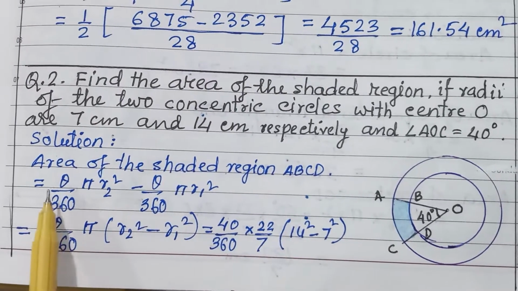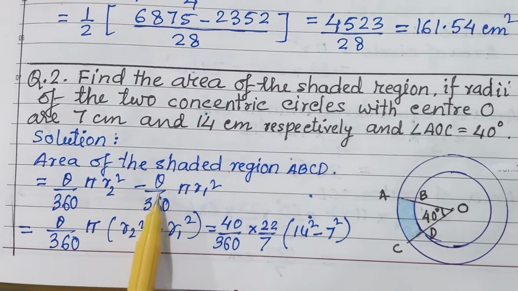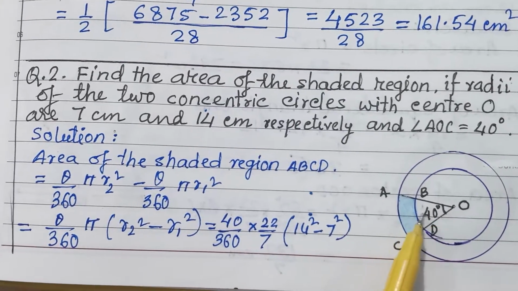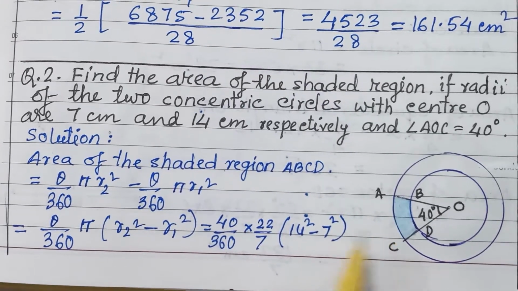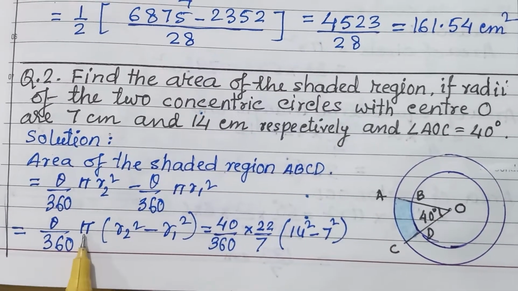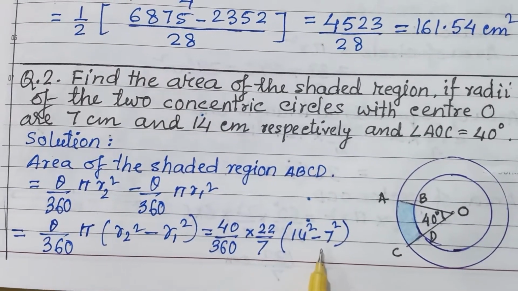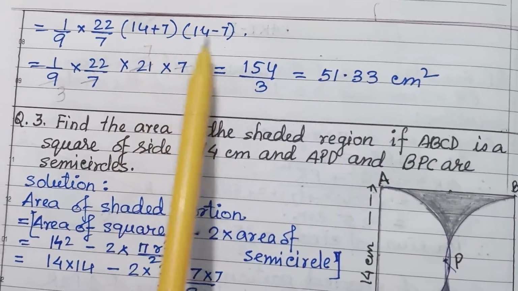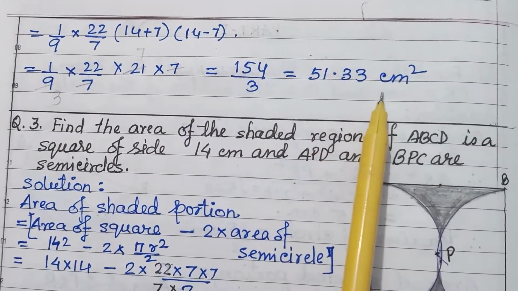Now it is theta upon 360 pi r2 square minus theta upon 360 pi r1 square. The inside one is theta upon 360 pi r1 square, and the outside is theta upon 360 pi r2 square. So it is equal to theta upon 360 pi, which is common, into r2 square minus r1 square. Now by calculation it is coming 1 upon 9 into 22 upon 7 into a plus b, a minus b. By identity you have to find it. That is equal to 51.33 centimeter square.